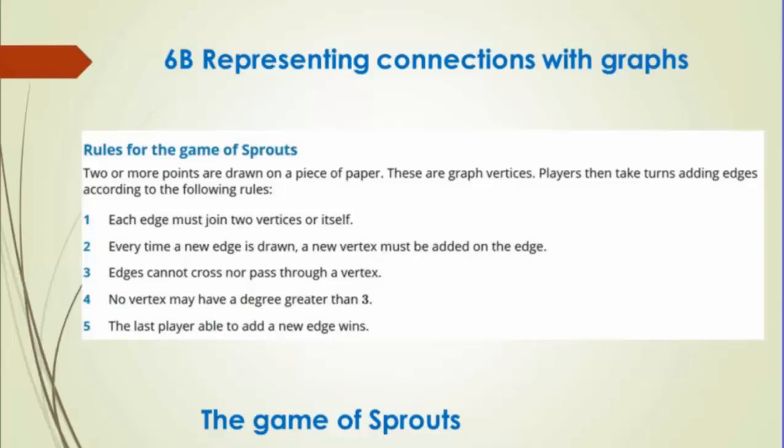Each edge must join 2 vertices, or to itself, in other words, a loop. Each time a new edge is drawn, a new vertex must be added on the edge. Edges cannot cross nor pass through a vertex, whatever that means. No vertex must have a degree greater than 3. Last player to add a new edge wins.